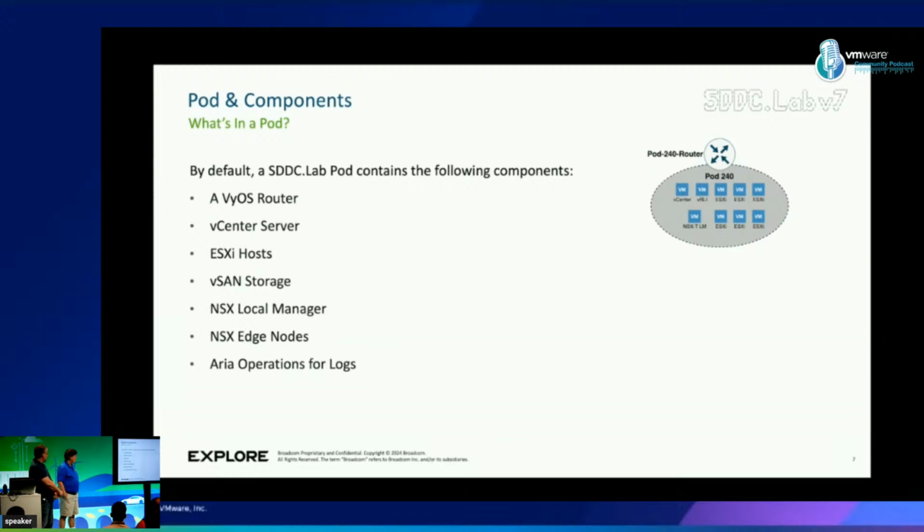We have a vCenter server, obviously. We have a bunch of ESXi hosts that can be in one or more clusters. We configure vSAN storage for you. We have an NSX local manager, NSX edge nodes that are being peered to the pod router. And then we have Aria Operations for Logs, as it's called today. So that's what's being deployed by default. If you just take the config file, make a minimal amount of configuration changes, that's what you end up with in a pod.